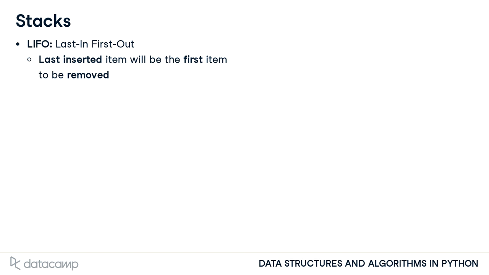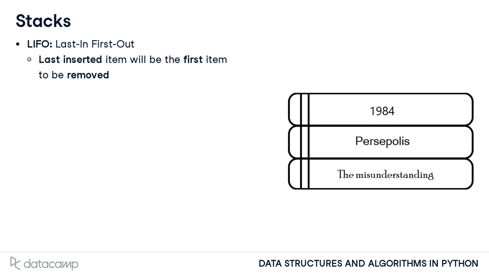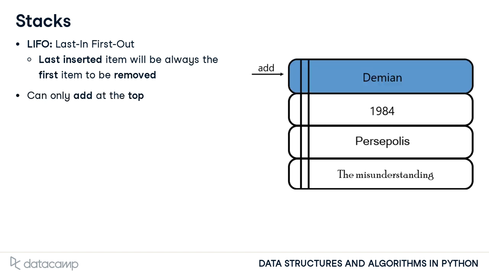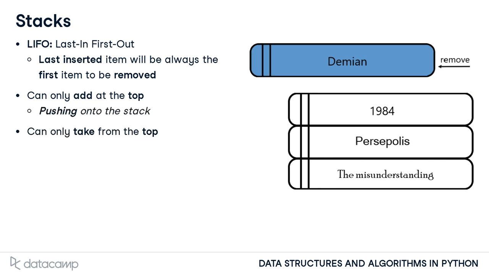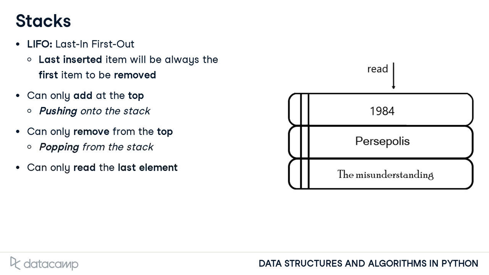We can think of a stack of books, where we can only add a new book at the top of the stack. This is called pushing onto the stack. We can only take a book from the top of the stack. This is called popping from the stack. And finally, we can only read the cover of the last element of the stack. This is called picking from the stack.